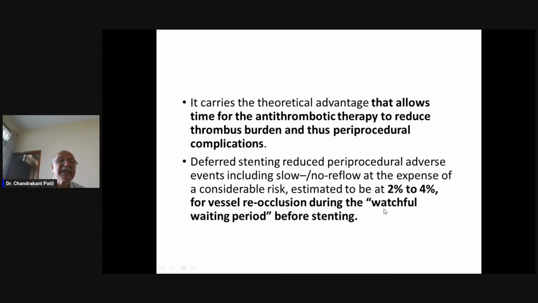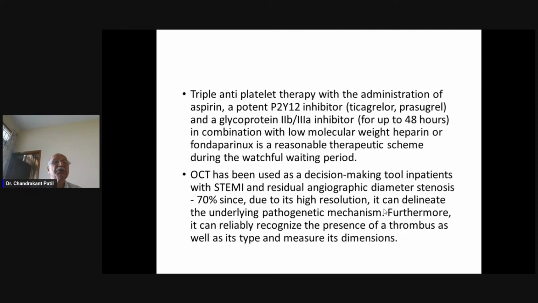So in this case, a deferred stent means the stent was not put, but only the medical management was continued. So triple antiplatelet therapy with the administration of aspirin, a potent P2Y12 inhibitor, ticagrelor or prasugrel, and a glycoprotein 2B3 inhibitor. All those things were continued for 48 hours. Tirofiban, I told you, in combination with low molecular weight heparin or fondaparinux, is a reasonable therapeutic scheme during the watchful waiting period.